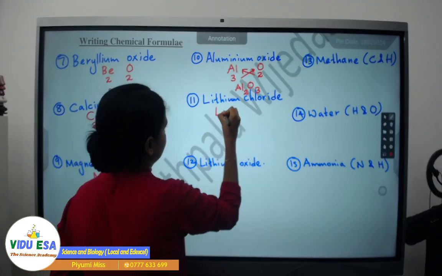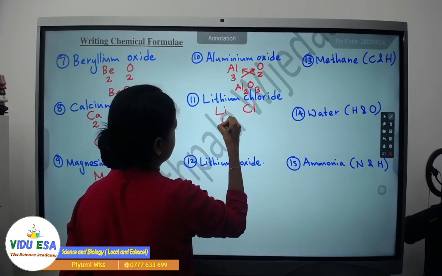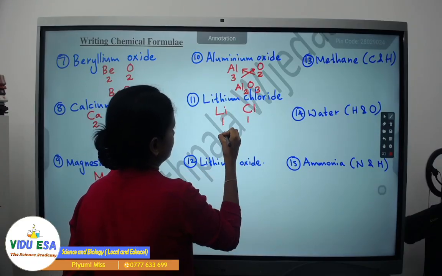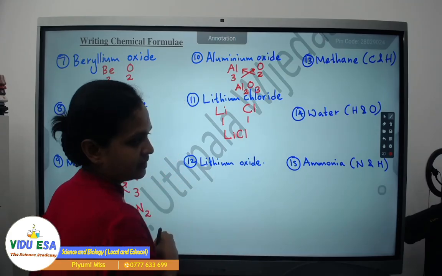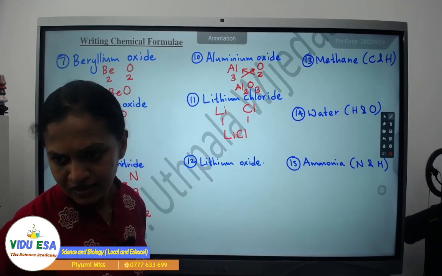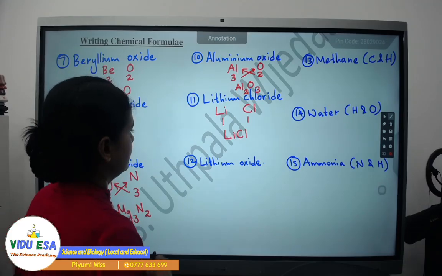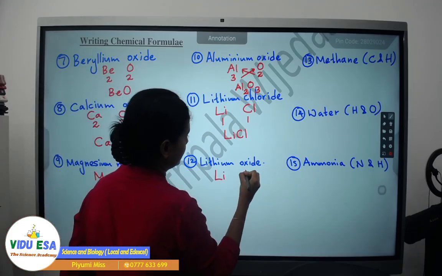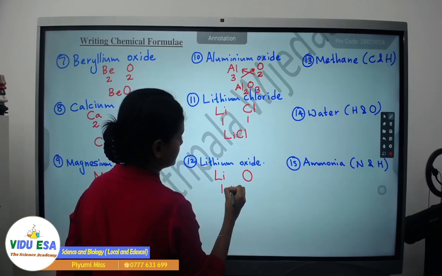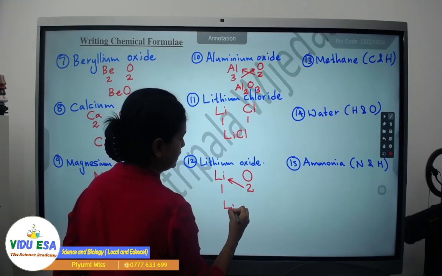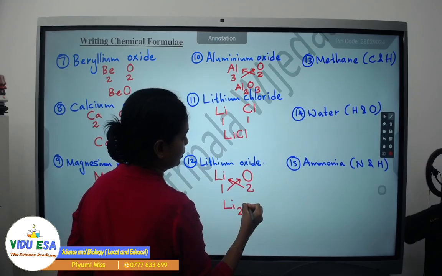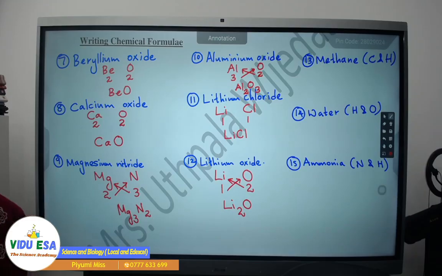Lithium chloride, lithium and chlorine valencies are 1 and 1. So it becomes LiCl, right? Okay, Sadev. Lithium oxide, lithium and oxygen. Lithium the valency is 1, oxygen the valency is 2. Once you exchange the valency, that is Li2O, lithium oxide. Li2O. Yes, turn on the videos.